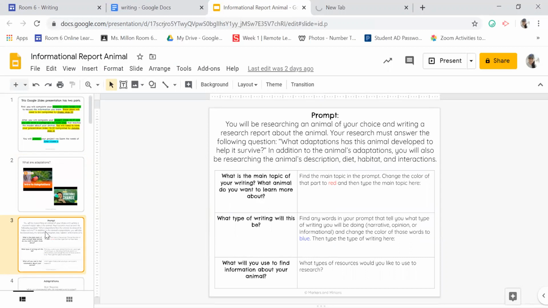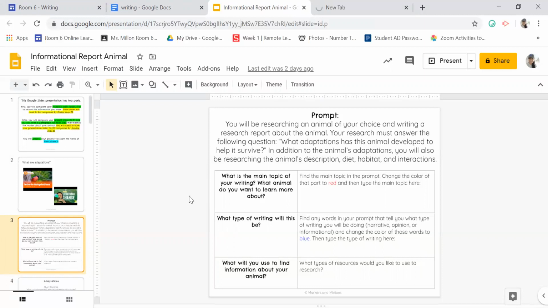So this is your prompt. And remember, your prompt is basically telling you what it is that you will write about. So it says, you will be researching an animal of your choice and writing a research report about the animal. Your research must answer the following question. What adaptations has this animal developed to help it survive? In addition to the animal's adaptations, you will also be researching the animal's description, diet, habitat, and interactions.